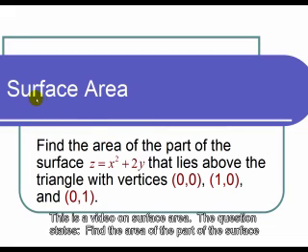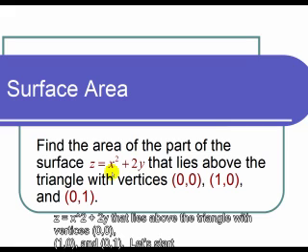This is a video on surface area. The question states, find the area of the part of the surface z equals x squared plus 2y that lies above the triangle with vertices (0, 0), (1, 0), and (0, 1).